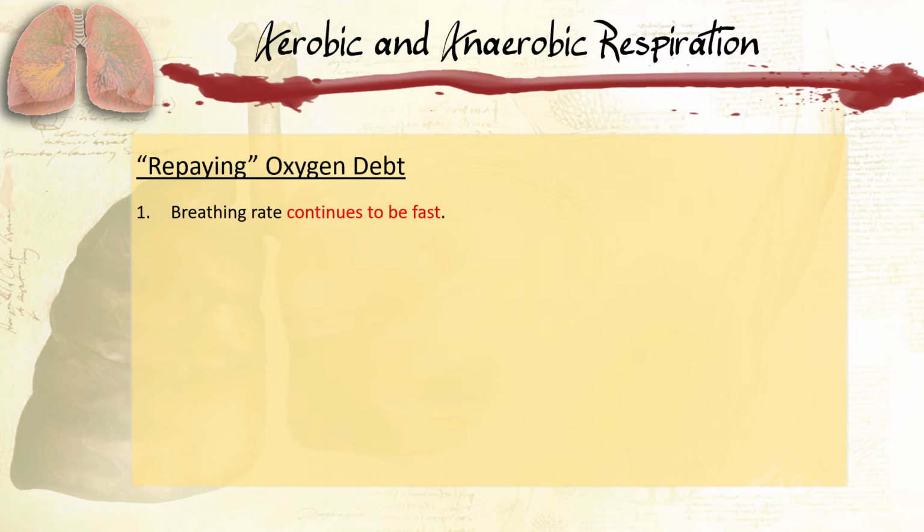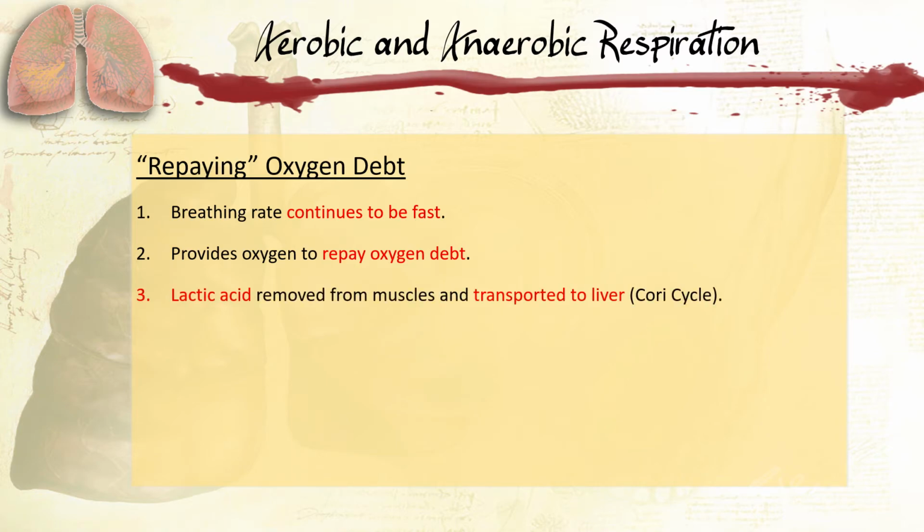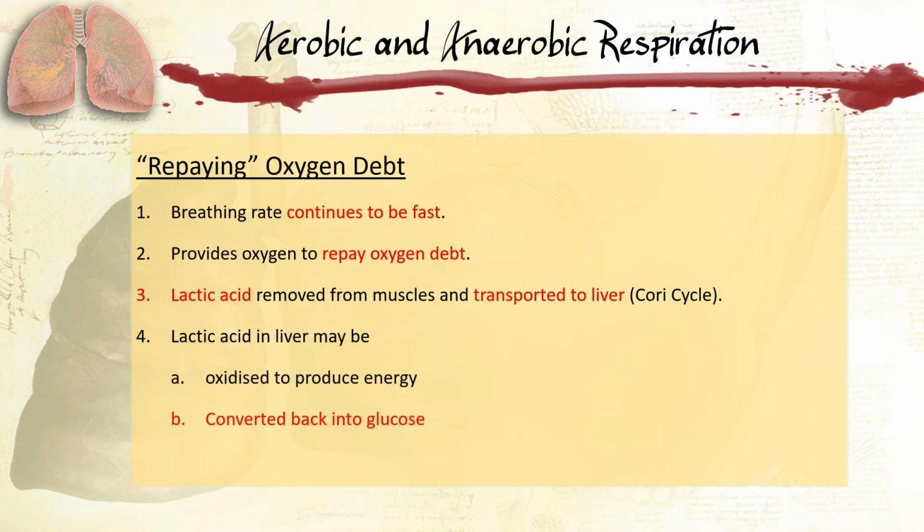After a high intensity exercise, we will continue to breathe at a faster rate. This is to provide sufficient oxygen to repay the oxygen debt. Oxygen is needed to convert the lactic acid back into glucose. Lactic acid is removed from our muscle and transported to the liver. In the liver, the lactic acid might be oxidized to produce energy, or it gets converted back into glucose. This conversion back into glucose actually requires energy as well.